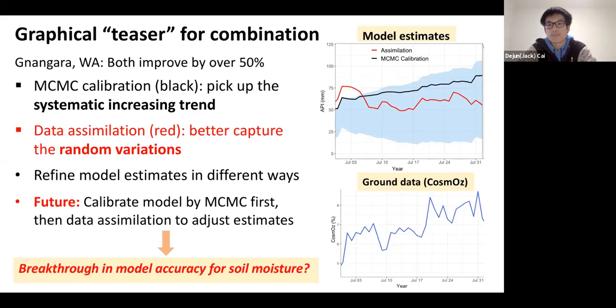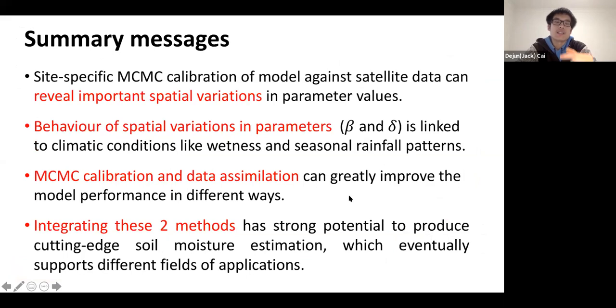So in summary, the site-specific MCMC calibration of the model can uncover some important spatial variations in the parameter values. In particular, the behavior of such spatial variation can be linked into the climate variables like the wetness and the seasonal rainfall patterns. The MCMC calibration and the data assimilation can greatly improve the model performance in quite different ways. That means they may complement each other, and integrating these two methods has a strong potential to produce cutting-edge soil moisture estimation, which will eventually support different hydrological, agricultural, and meteorological applications.